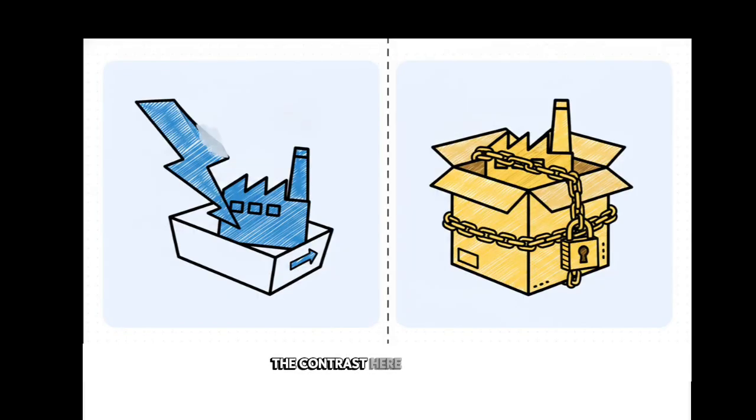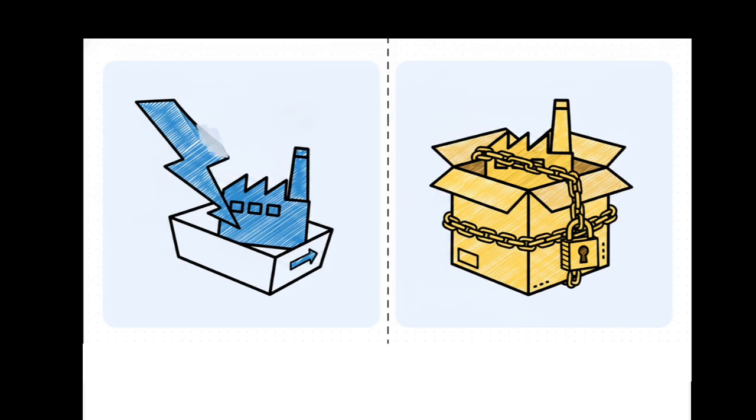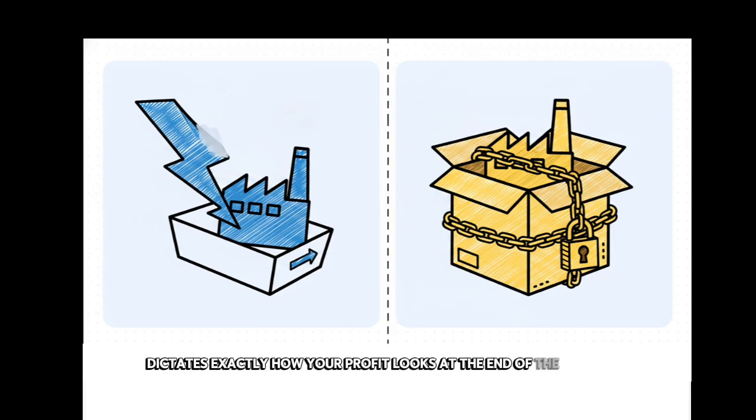The contrast here is just wild. For variable costing, fixed manufacturing overhead is a period cost, expensed immediately. But for absorption costing, it's treated as a product cost. That means it gets trapped inside the inventory on the balance sheet, just hanging out there until the product is finally sold. This one single divergence dictates exactly how your profit looks at the end of the month.